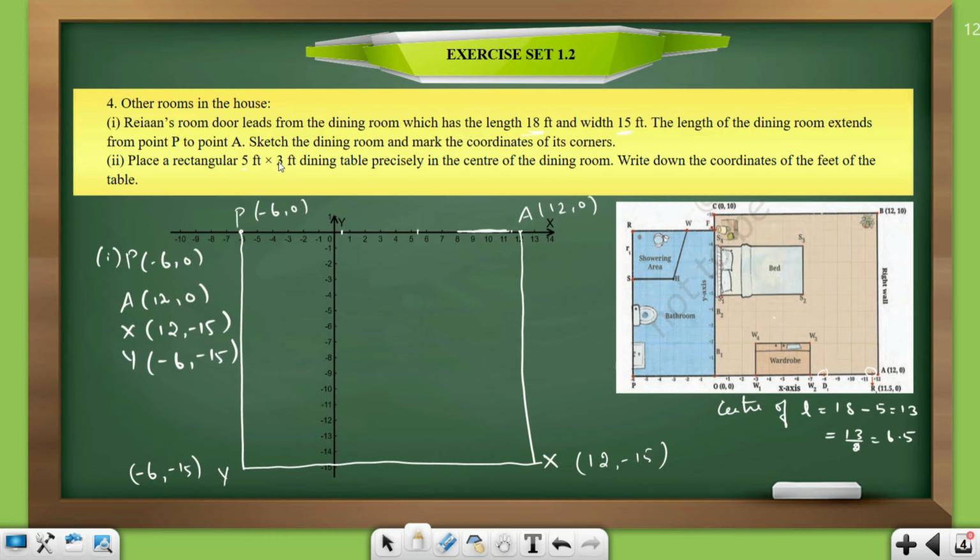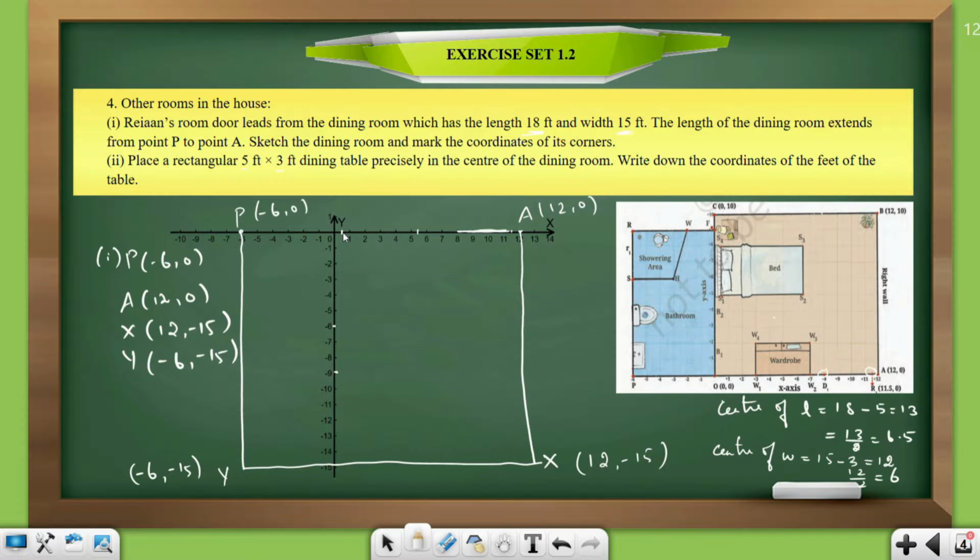In a similar way we need to find the width of 3 units. What is the width here? The width of the room is 15 and the width of the table is 3, so subtract to get 12, and divide this 12 by 2, which is 6. So you need to move 6 units from the top or 6 units from the bottom. If I move 6 units from the top, 6 is the value, and 6 units from the bottom, 9 is the value. Here I got 2 points. The intersection of all these points will give us the coordinates of the dining table.